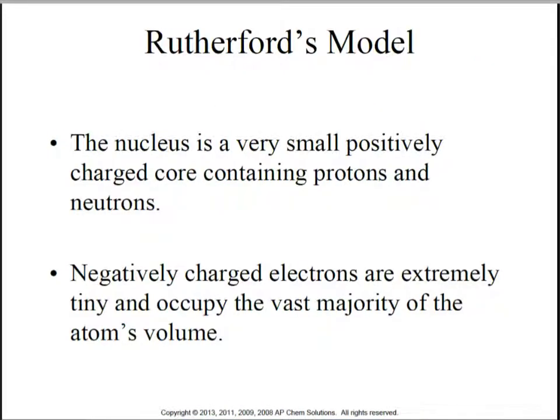So here's the 2 things that he proposed from his experiment, and these still mostly stand true today. So he said that the nucleus is very, very small and it's positively charged, and at the core it contains the protons and the neutrons. Its negatively charged electrons are extremely tiny and occupy a vast majority of the atom's volume. So they knew the electrons were small, and they knew now that they were on the outside of the atom, and that most of the atom then was just empty space.